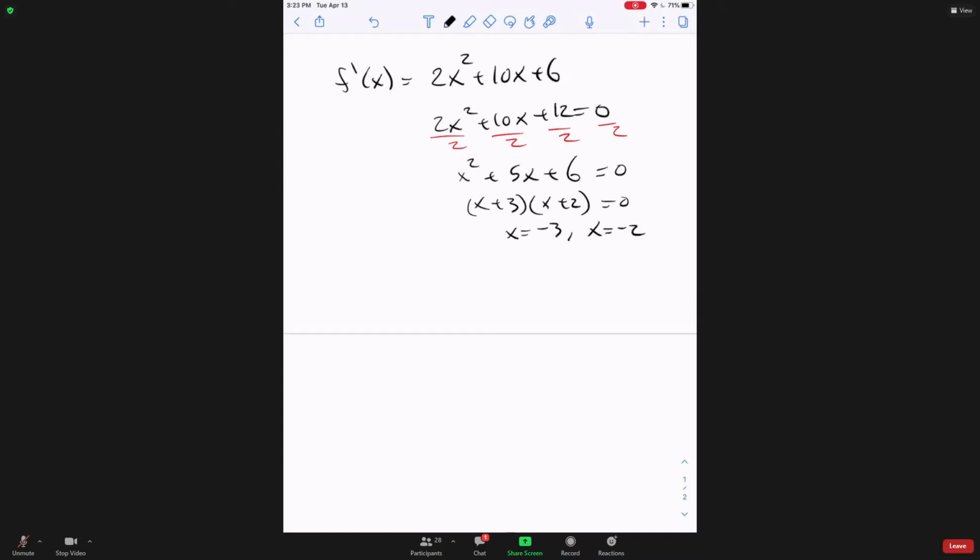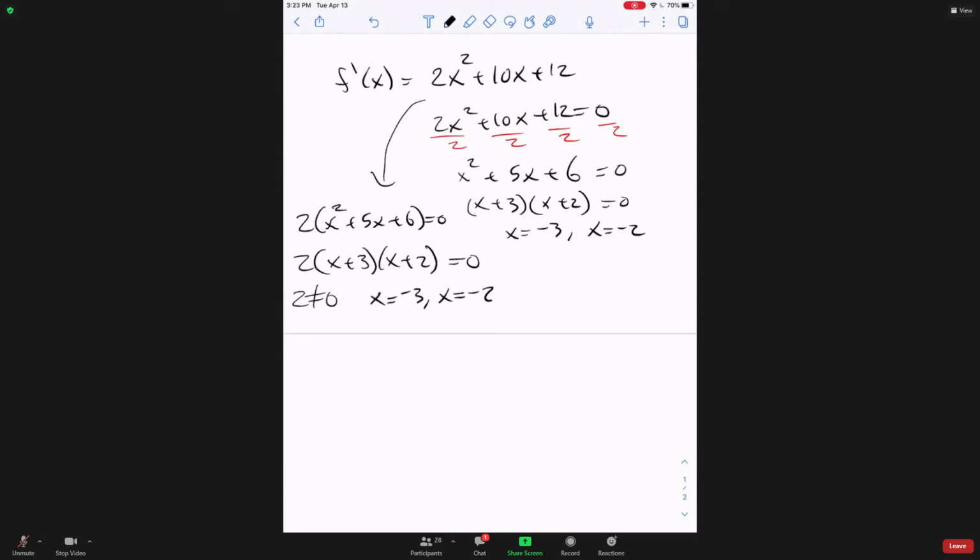Now, it doesn't hurt if, let's say you decided to, this was a 12. So let's say instead you factored out the 2. If you factored out the 2, you get x squared plus 5x plus 6 equals 0. So you have 2 times x plus 3 times x plus 2 equals 0. So 2 can never equal 0. So that part gives you no solution. So you still get x equals -3, x equals -2. I would not do it this way because there's no reason to have the 2 there.